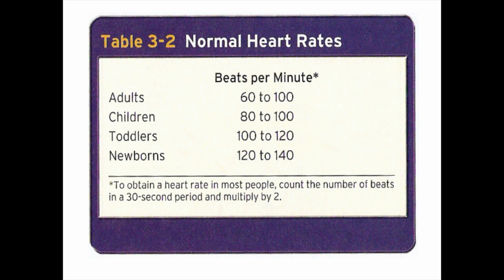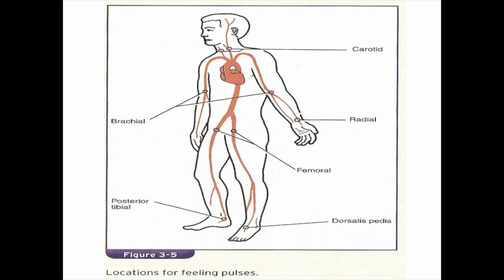You want to think about what's normal for a heart rate, and for adults, anywhere between 60 and 100 is normal. Children, toddlers, newborns, it's different. It goes up. With adults, if it's lower than 60, it could be known as bradycardia, and if it's greater than 100, it is known as tachycardia. And same for children, toddlers, and newborns if it goes outside the parameters.